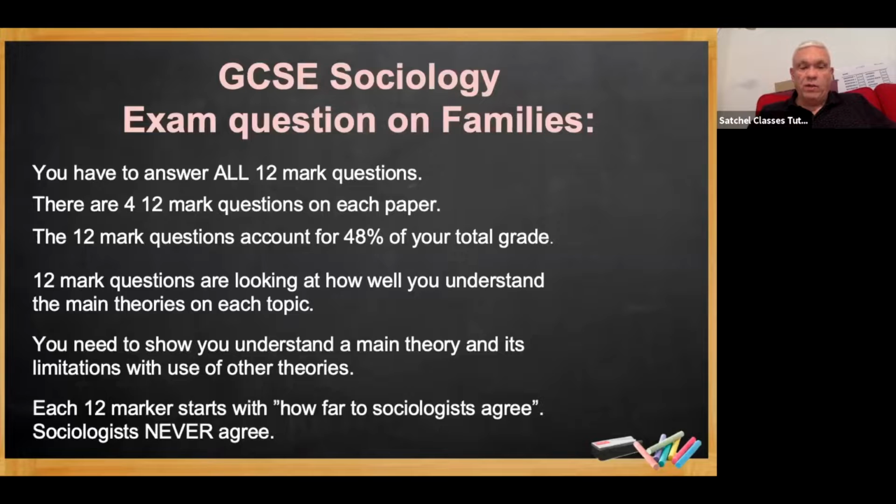Each 12 marker starts with "how far do sociologists agree?" Sociologists never agree. Whatever you get, and I'll come on to this wording in a minute, there's always disagreement. This is one of the problems with sociology. One of my students once said, so what's the correct answer? What's the correct theory? There isn't one. It's what you believe to a large extent and how you believe it, really.